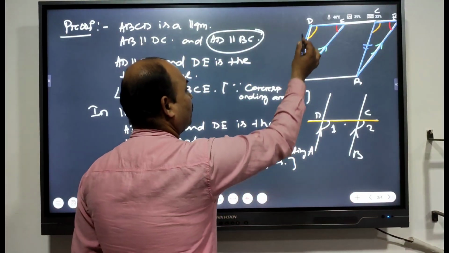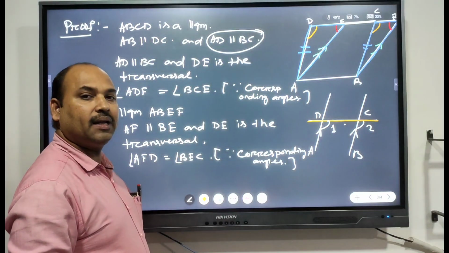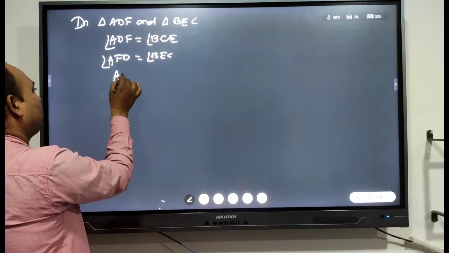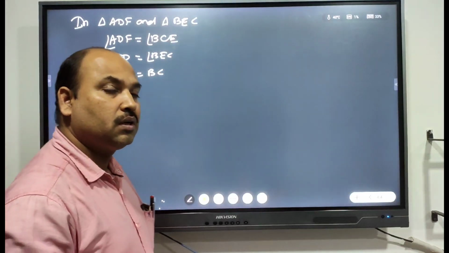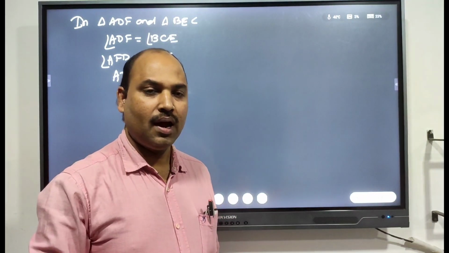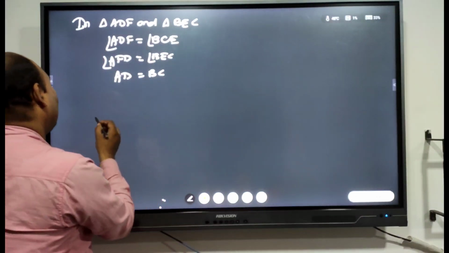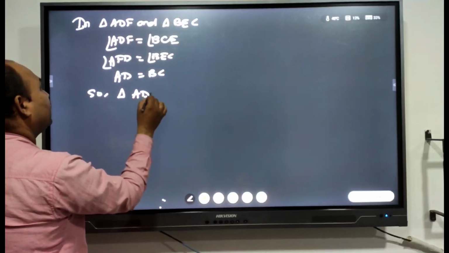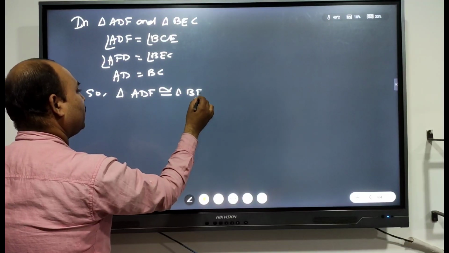Next part is we have to take AD equal to BC. Why AD equal to BC? Because these two sides are the opposite sides of the parallelogram, and we know that the opposite sides of a parallelogram are equal. Now we can prove that triangle ADF is congruent to triangle BEC.